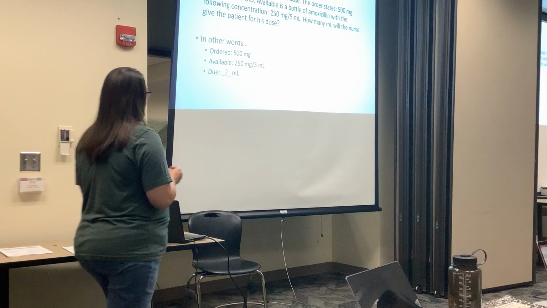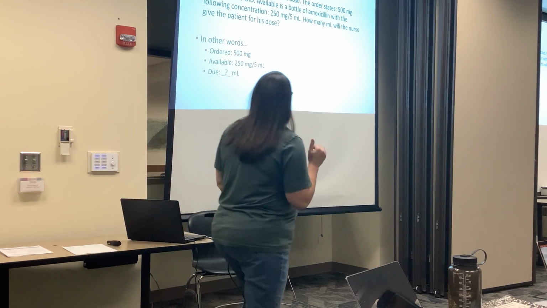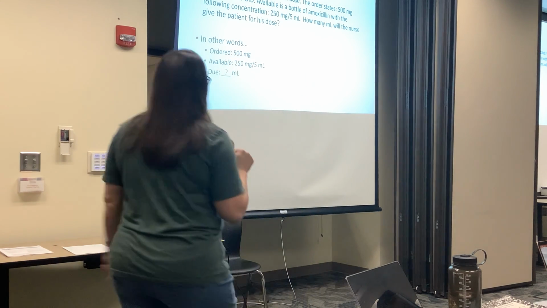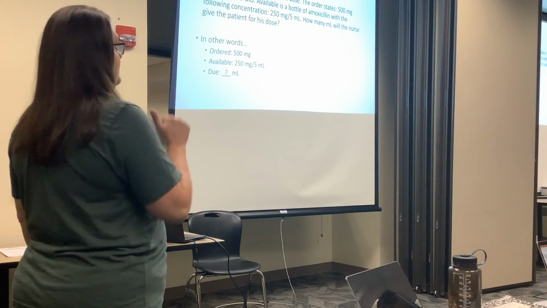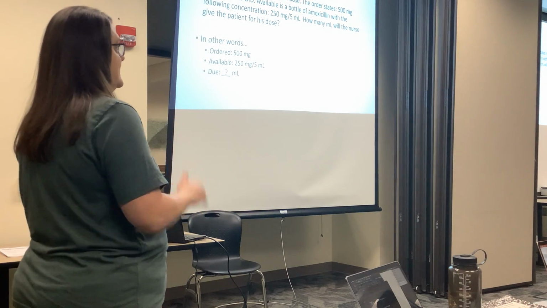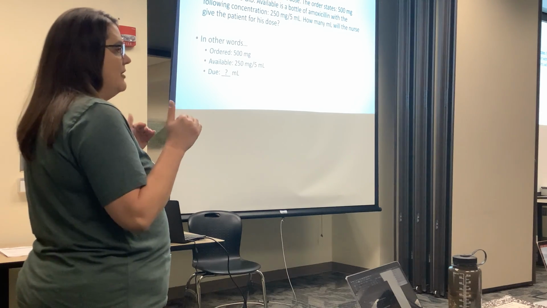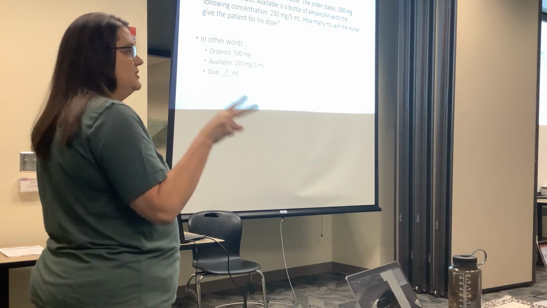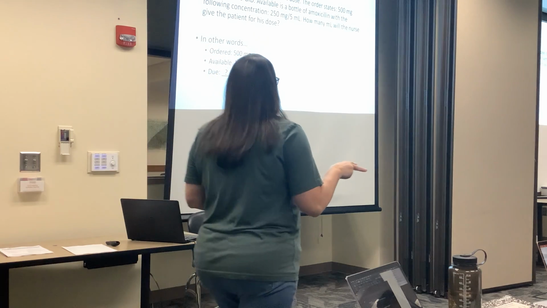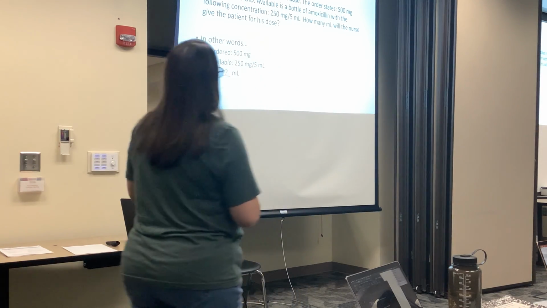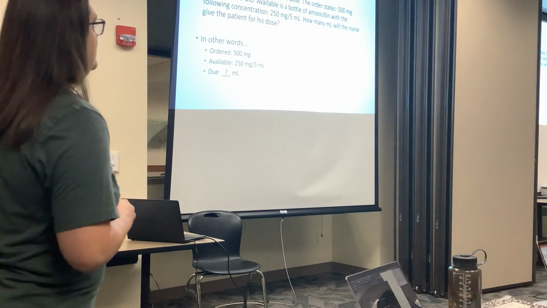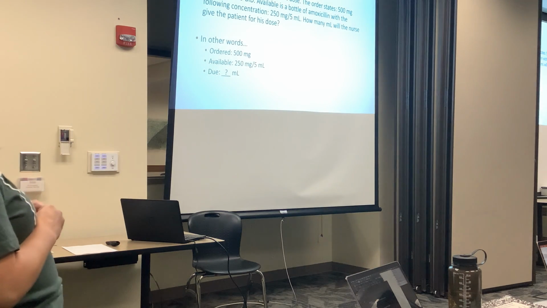So the problem that we're going to work through is this one here. A patient is due for his antibiotic dose. The order states 500 milligrams of amoxicillin PO BID. So what that's saying is this patient is going to get 500 milligrams of amoxicillin by mouth twice a day. BID is 2 times a day. Available is a bottle of amoxicillin with the following concentration: 250 milligrams and 5 mLs.